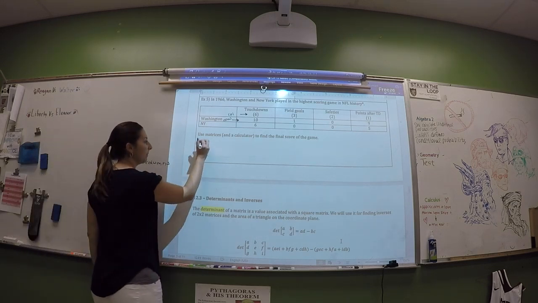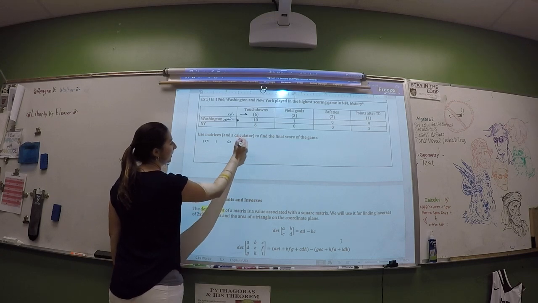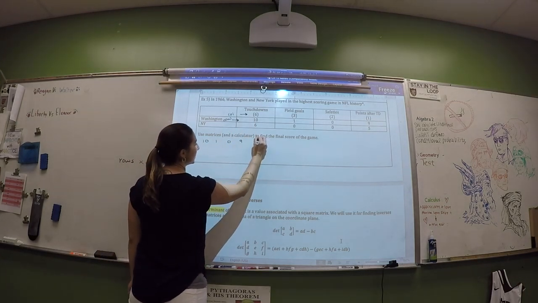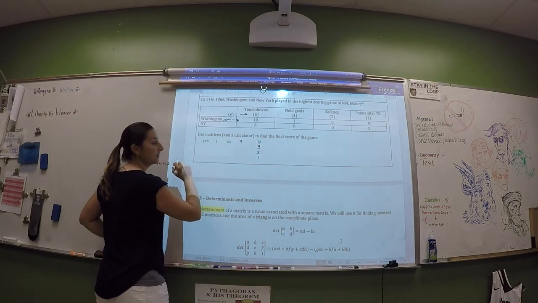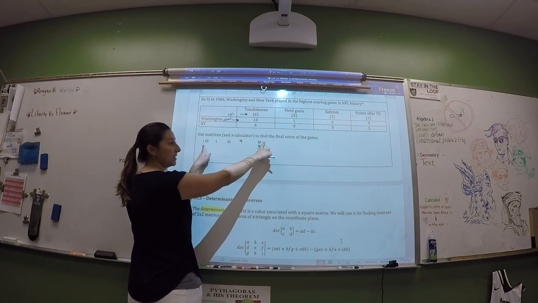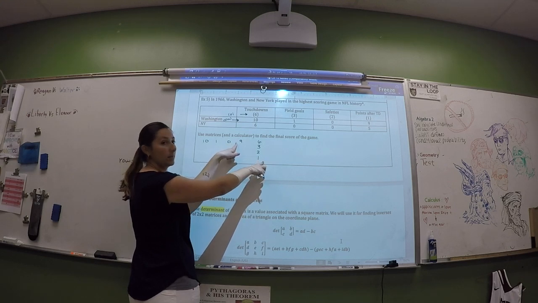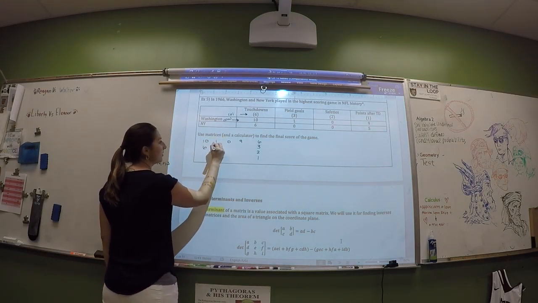So I want to put 10, 1, 0, and 9 in a row. I want them to get multiplied by 6, 3, 2, and 1. So that I can do 10 times 6, 1 times 3, 0 times 2, and 9 times 1. And do the same thing for the other team.